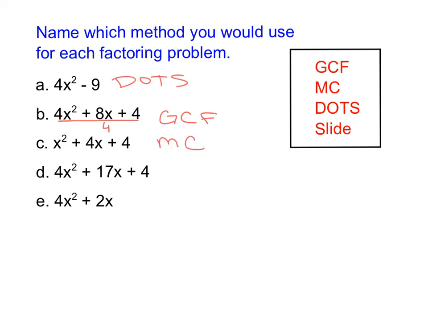Letter D, that's your slide because you can't divide by 4, so you multiply the 4 and the 4. Multiply 16, combines to 17. And then the last one, that is a GCF again.